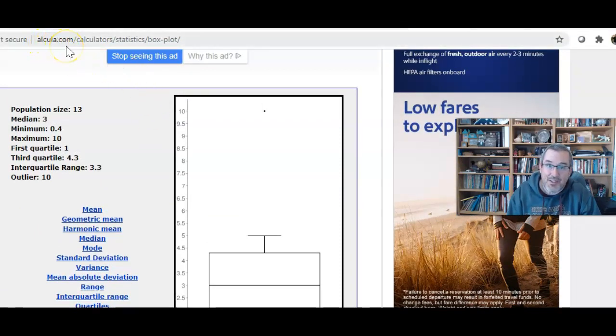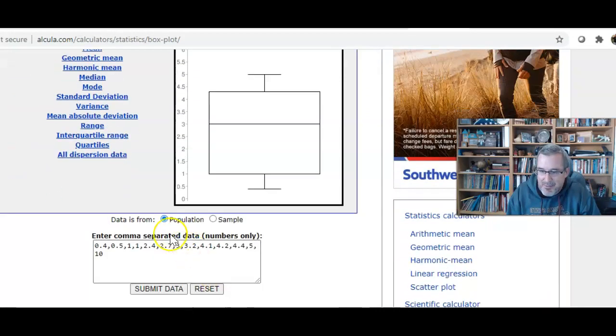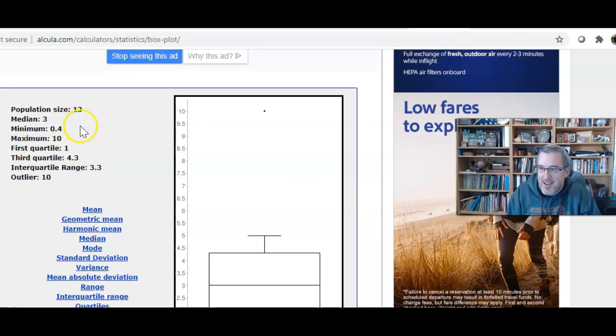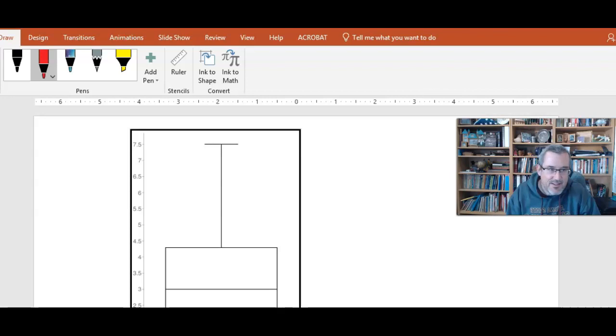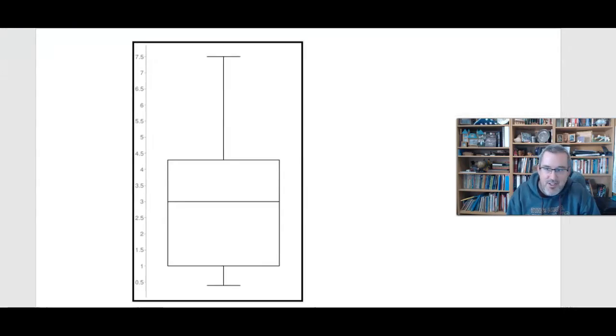I hope that worked. alcula.com. Honestly, I just Googled box plot maker or something. Notice there were 13 numbers I typed in. You type them in down here, just the numbers with a comma separating, and it gives you the same summary that we got before, and it gives you the box plot. Nice, huh? All right, so back to this, and feel free to take advantage of such technology.